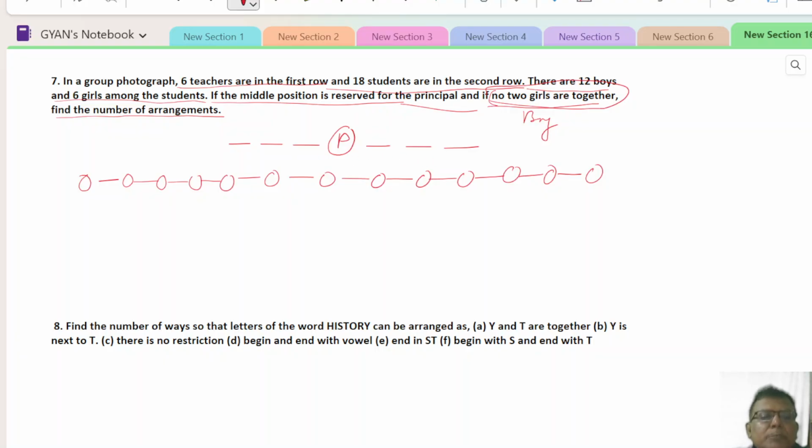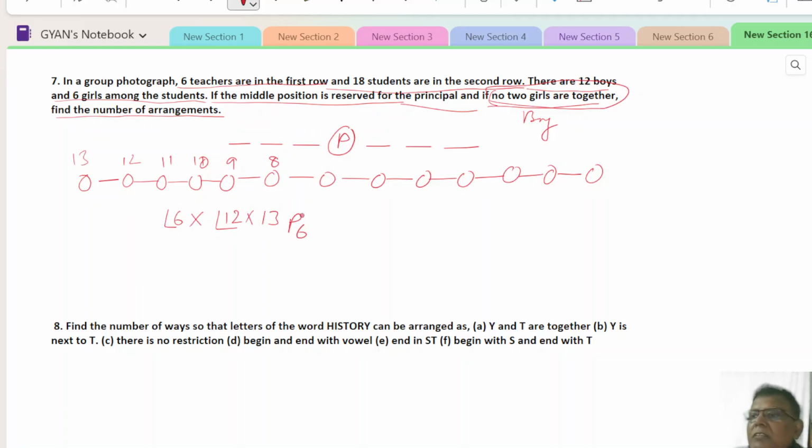and 6 teachers positions. So 6 teachers positions, factorial 6, and boys factorial 12, and only 6 girls are there. So it will be 13, 12, 11, 10, 9, and 8. That means 13P6.